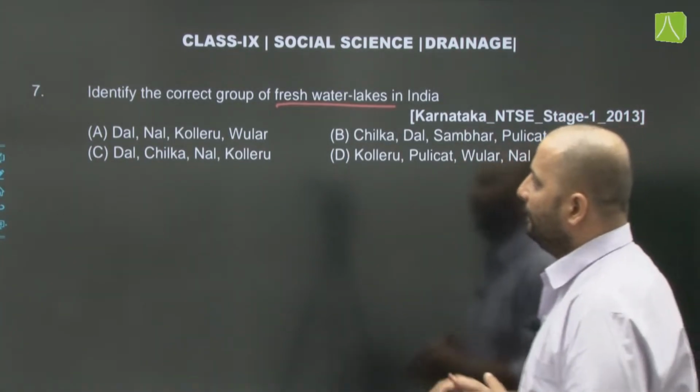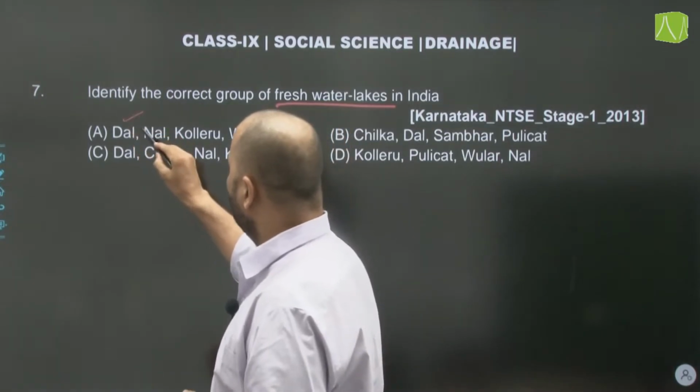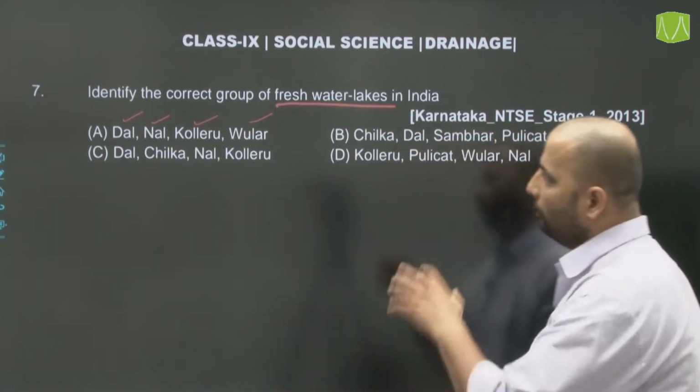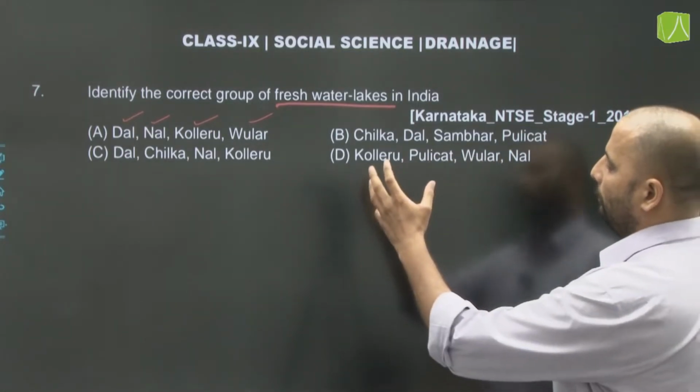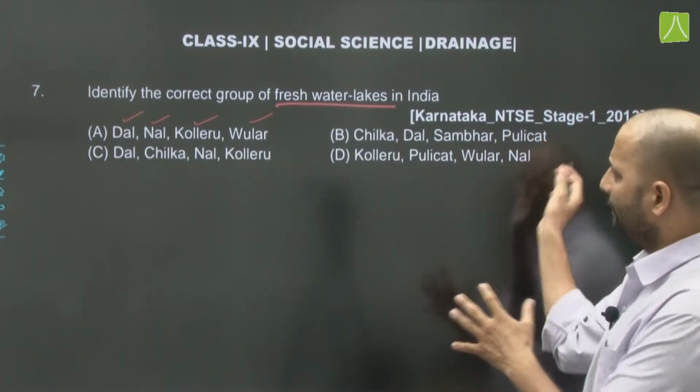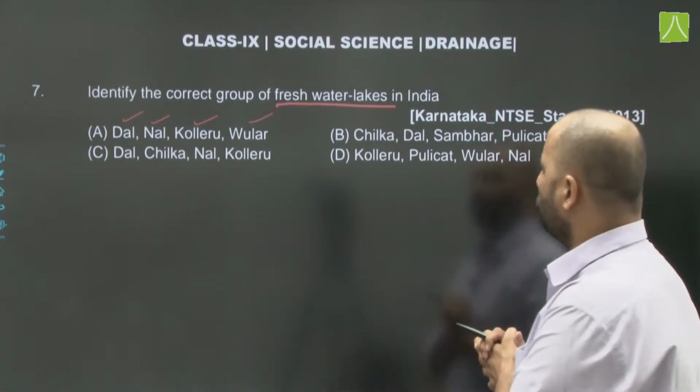First one given here is Dal. Dal is a freshwater lake, so is Nal and Koleru and Vular. So, here in the A option all are freshwater lakes, but just to clarify or be sure, let us check quickly, go through other options as well.